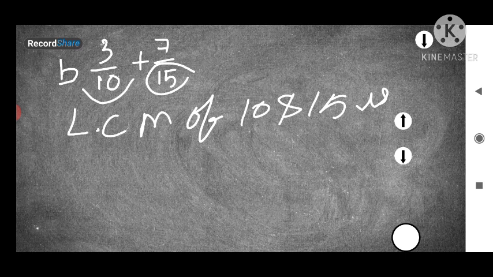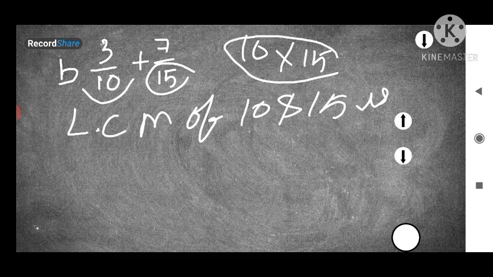LCM of 10 and 15 is, now you will not multiply directly 10 into 15. You will not multiply 10 into 15 for the LCM, because 10 and 15 have a common factor, isn't it? So how will you find LCM? Now you can see this number is divisible by 2 and this number is divisible by 3, isn't it? First we will solve this one.